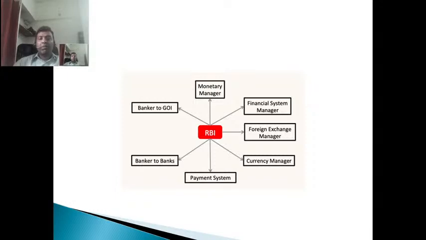There are different monetary policies, and different roles, like banker to government. Again, whenever the government needs money, they will go to RBI, and whenever the government has surplus money, they will go to RBI. RBI has different tools like repo rate, reverse repo rate, statutory liquidity ratio, and cash reserve ratio. There are many ways through which RBI ensures the proper working of banks.